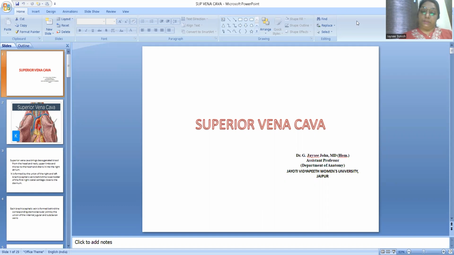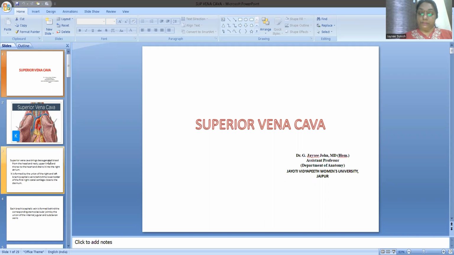So today we will discuss the anatomy of the superior vena cava. First we will see what the superior vena cava is, what its function is, and what the blood supply of the superior vena cava is. Then the applied anatomy of the superior vena cava.